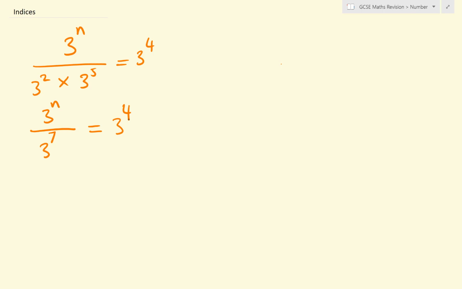Now, according to our rule, we know that when we divide powers, we take away the powers. So 3 to the power of n take away 7 is equal to 3 to the power of 4. Now, because the base numbers are the same, so we've got 3 here and we've got 3 here, we can say n minus 7 is equal to 4. And we've got an equation, and all we have to do is solve the equation to find n. So we need to add 7 on both sides.